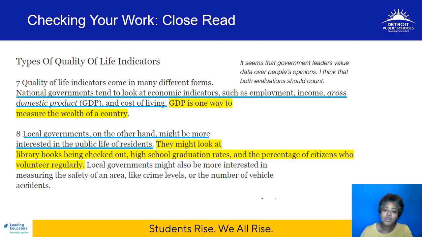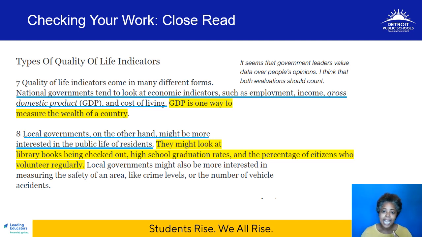Welcome back. When rereading this section, I saw that I had already highlighted a few things during my first read. This time around, I also underlined these sentences in blue. National governments tend to look at economic indicators such as employment, income, gross domestic product, and cost of living. I also underlined, local governments, on the other hand, might be more interested in the public life of residents. These sentences show the reader the differences in how quality of life is measured by national and local government.